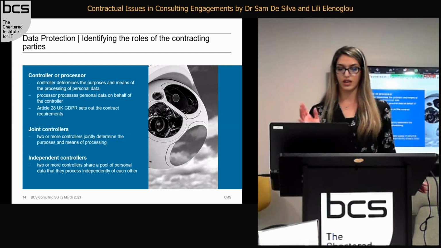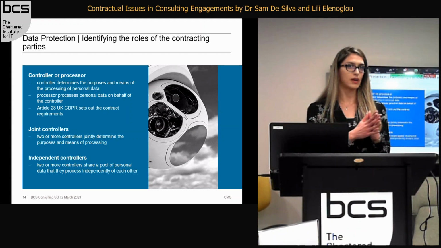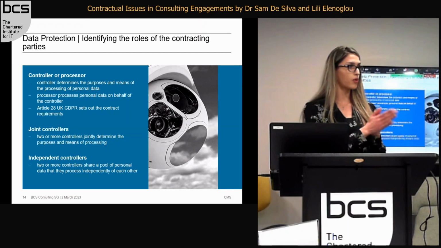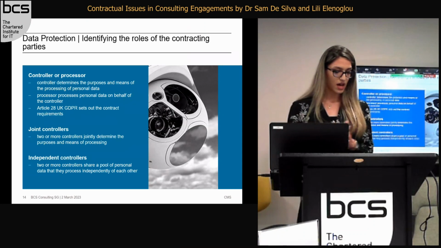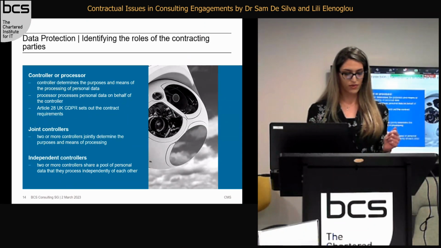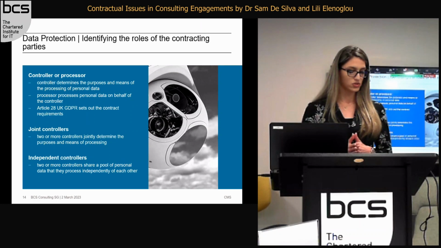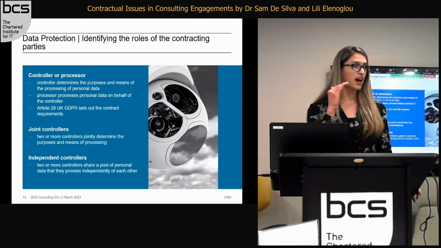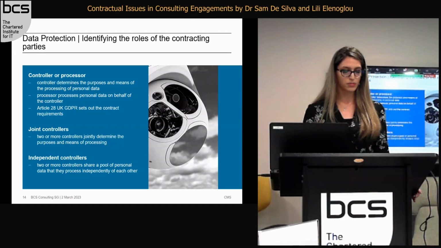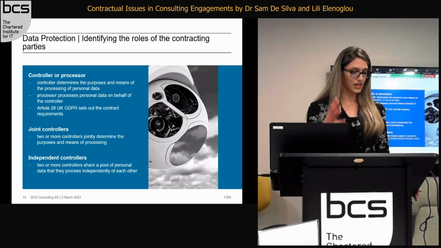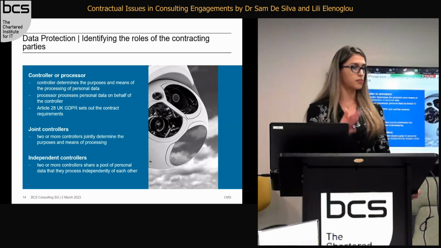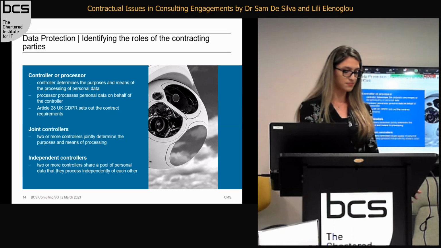So, first of all, we know that UK data protection laws, GDPR mainly, impose obligations on both controllers and processors. Controllers are the main decision makers who exercise overall control over the purposes and the means of the processing of personal data. They have the highest level of responsibility under UK GDPR, and they are subject to the most obligations. Generally speaking, the client will be the controller in respect of data processed in the course of the consulting relationship, as they decide the means and the purpose of processing personal data.